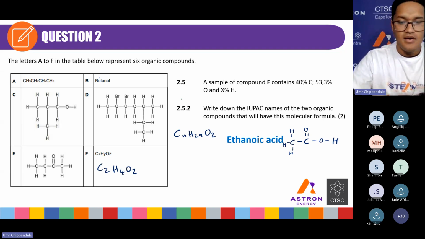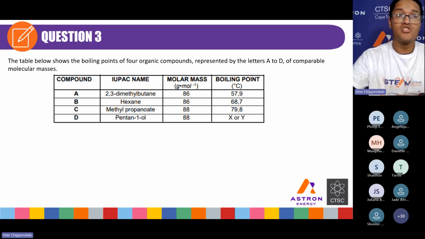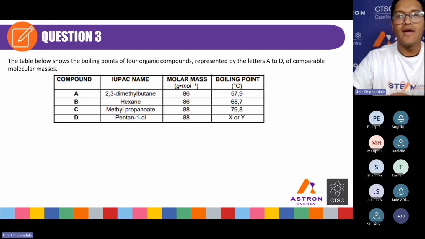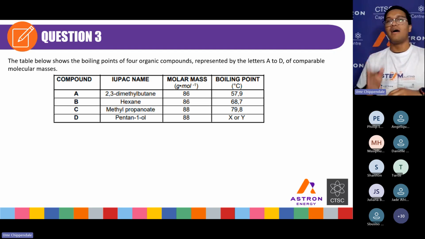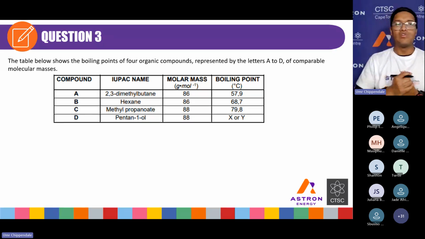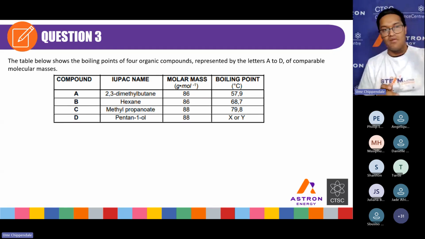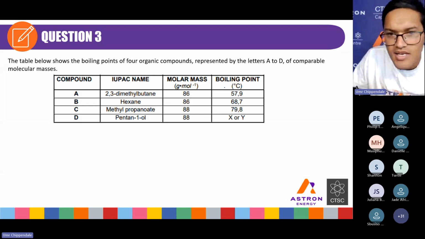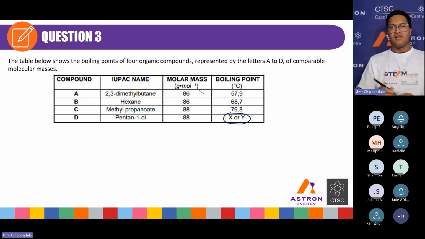Okay, so moving on. Question 3. The table below shows the boiling points of 4 organic compounds represented by the letters A to D of comparable molecular masses. So here's compound A to D. They are all given as IUPAC names. Its molar mass is given already, as well as its boiling points. But here we can already see we're going to have a problem. They say X or Y is going to be the boiling point of D. So we know they're going to ask us a question about that.